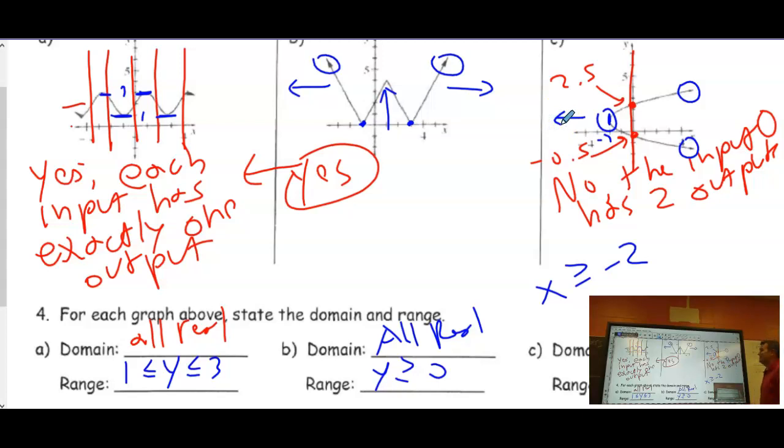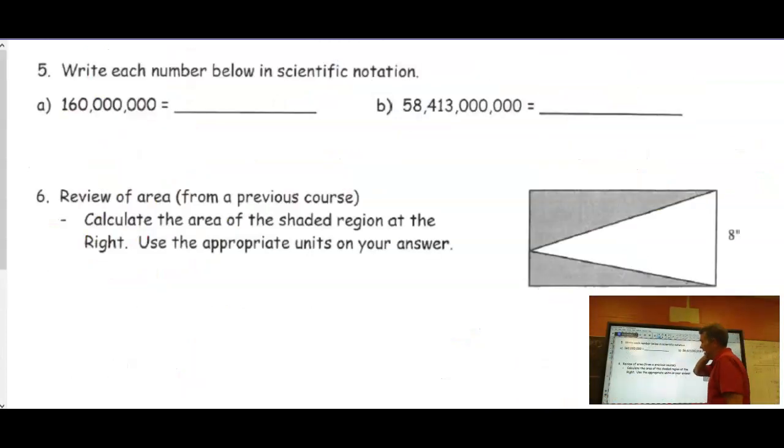However, the range, well, this keeps getting higher and higher, and it keeps getting lower and lower. So in this case, the graph goes up and down infinitely, which means the range could be anything, or as we call it, all real numbers. That is a terrible all real. I get it. But it's all real numbers. We keep going. Number 5.